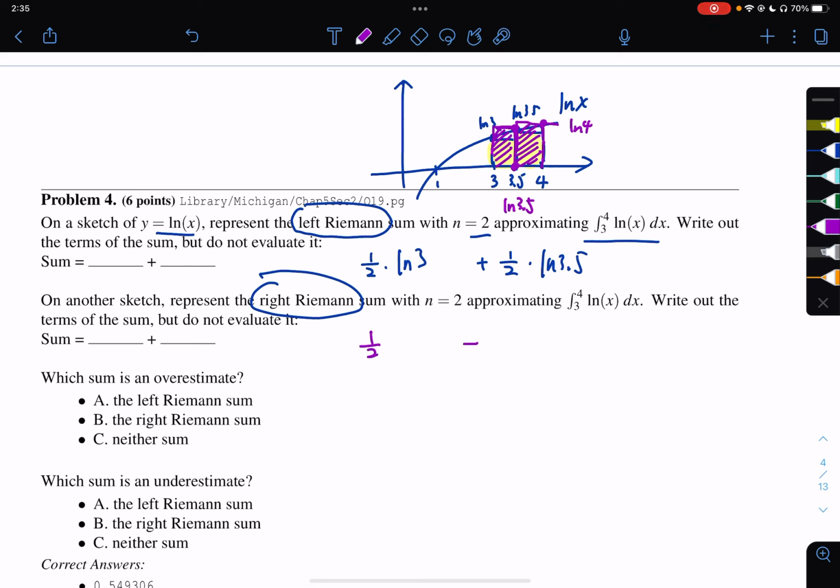They again have the same base size, which is half. Therefore, this is what I'm going to end up with. You need to carry out the calculation. So which area is an overestimate? Which one is an underestimate?